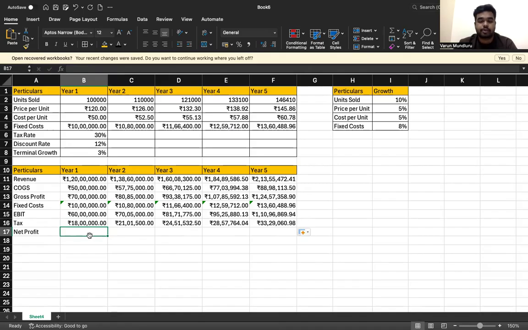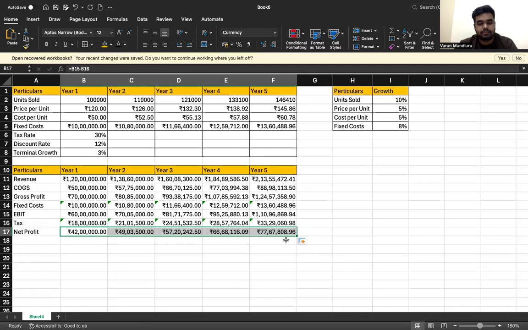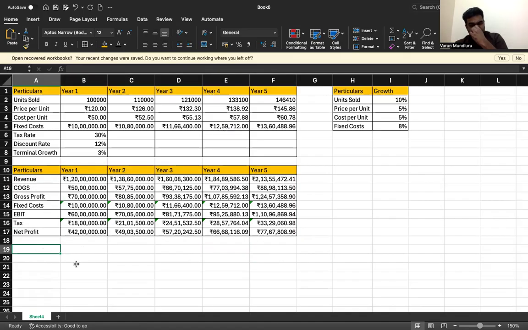Next, let us find the net profit. To find the net profit, we will be taking EBIT, then subtracting the tax from EBIT or operating profit. So now we have got the net profit or profit after tax for the 5 years. Now, using this net profit, we can find the free cash flows. So next, let us calculate the free cash flows.